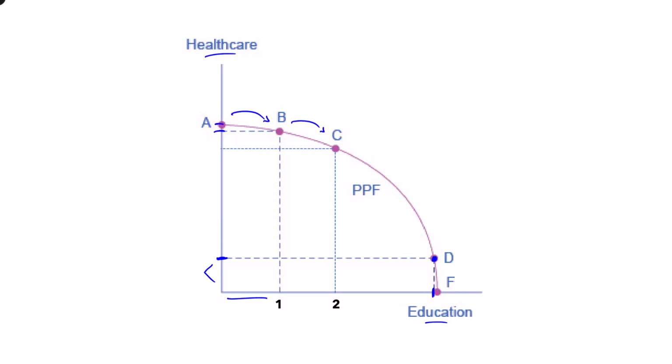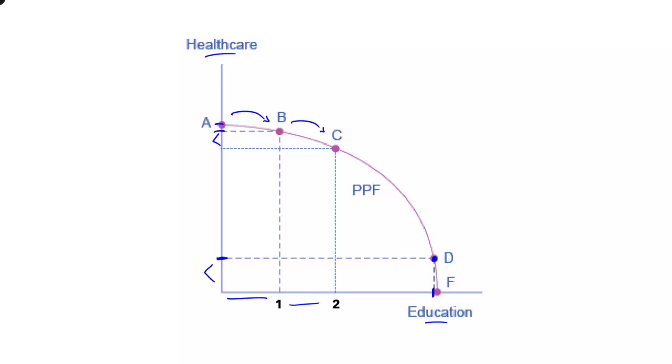And then when we go from point B to point C, we again gain a pretty good bit of education, the same amount in fact, and we don't lose too much health care. This much here, which is more than we lost when we went from point A to point B, but it's still not that much. We're gaining more education than we're losing in terms of health care when we go from B to C. Okay, so that's one way of explaining why the production possibilities frontier has this shape.